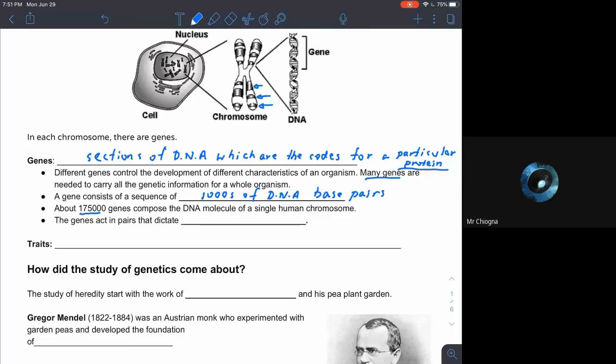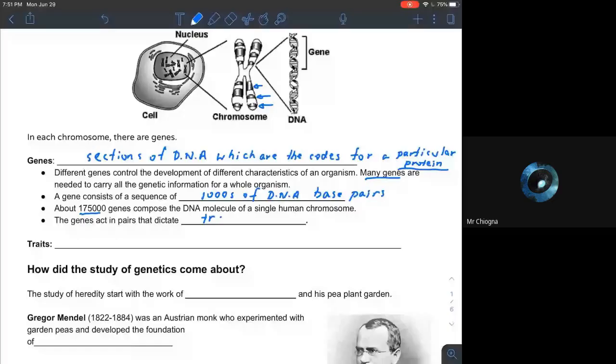Traits such as, do you have brown eyes or blue eyes? Tall, short? How long is your nose? What are the basic features of your body, right? Are you thin? Are you muscular? Are you on the heavy side? Those are all traits. What's your hair color? What's your skin color? Those are all traits.